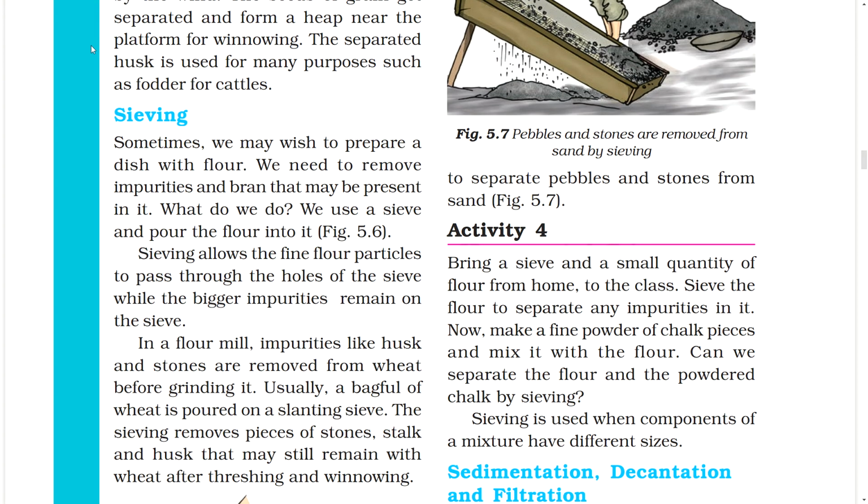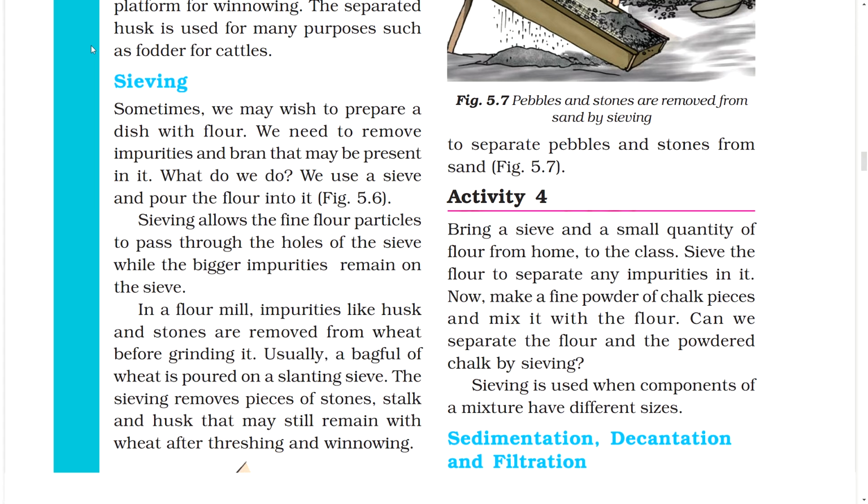Activity 4. Do this. Bring a sieve and a small quantity of flour from home to the class. Sieve the flour to separate any impurities in it. Now, make a fine powder of chalk pieces and mix it with the flour. Can we separate the flour and the powdered chalk by sieving? Sieving is used when components of the mixture have different sizes.